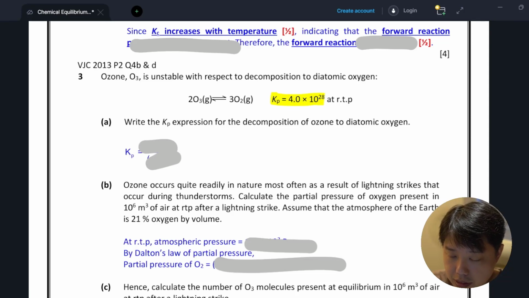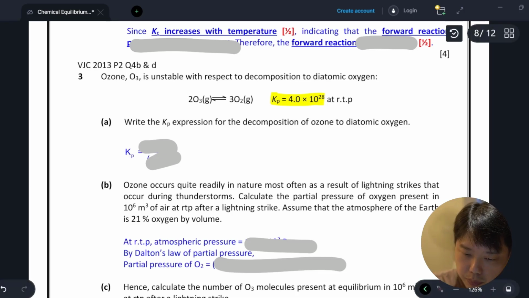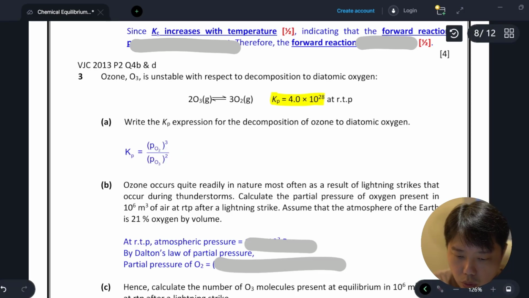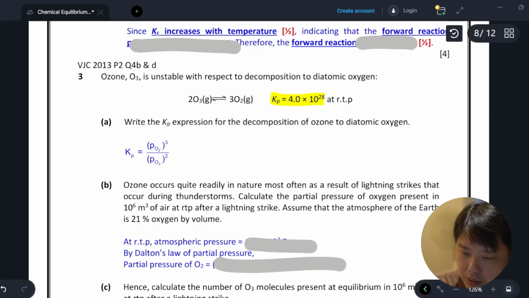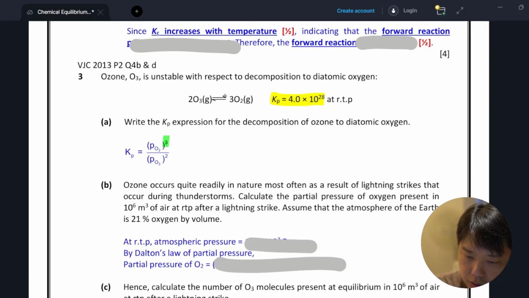First thing, they want us to write the Kp expression for decomposition. This should be fairly simple. We'll put the product O2 over the partial pressure of O3 and then raise them to their appropriate powers in the coefficient. You see your powers: 3 is the coefficient 3 here, power 2, coefficient 2. All right, so A should be pretty straightforward.